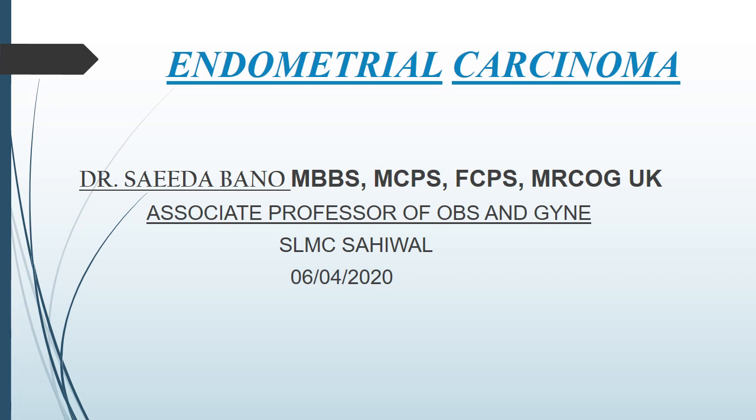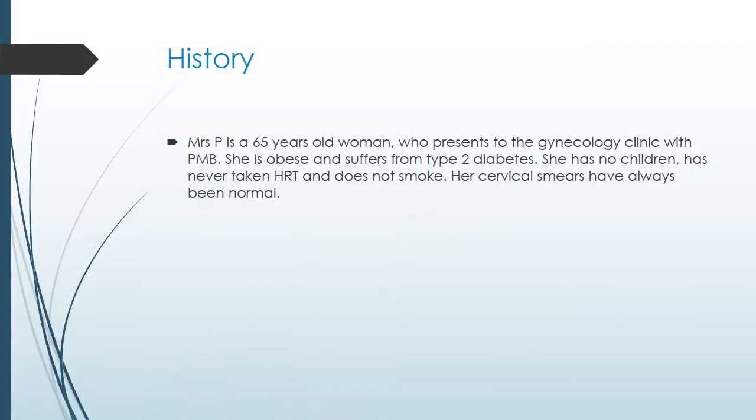I will start my lecture with one case history. This is a 65 years old woman who presents to the gynecology clinic with postmenopausal bleeding. She is obese and suffers from type 2 diabetes. She has no children, has never taken hormone replacement therapy and does not smoke. Her cervical smears have always been normal.